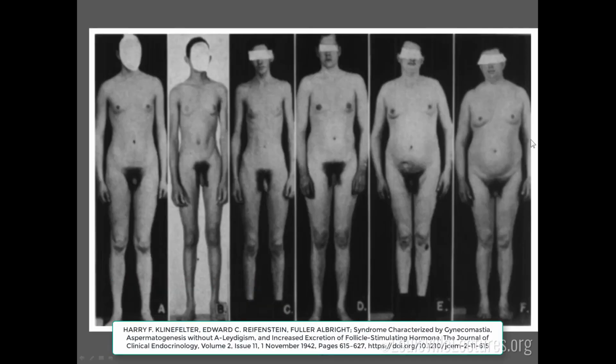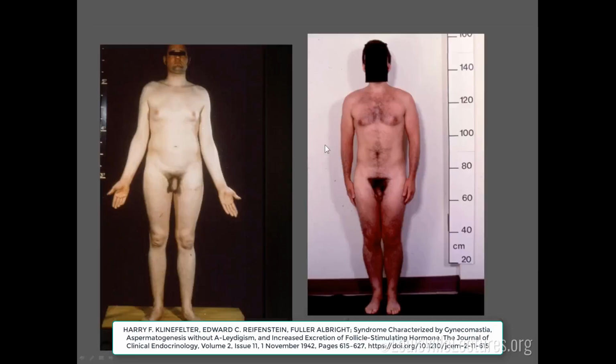This was the paper that Klinefelter wrote in the 1940s, I think. And you can see the long legs, the tendency to breast enlargement, the sparse body hair, the small testes, but the relatively normal amount of pubic hair. This is much less severe abnormality than the severe Kallmann's patients. But the testes are very tiny.